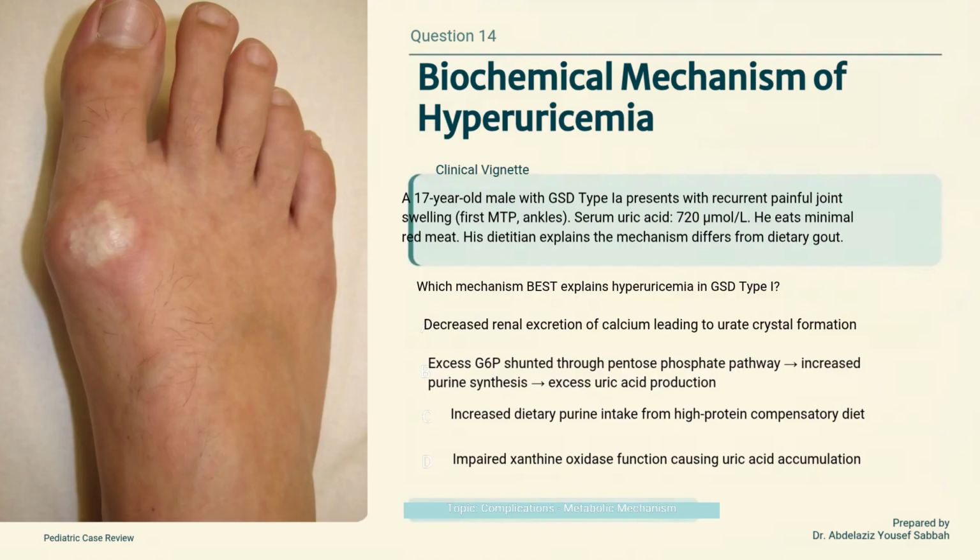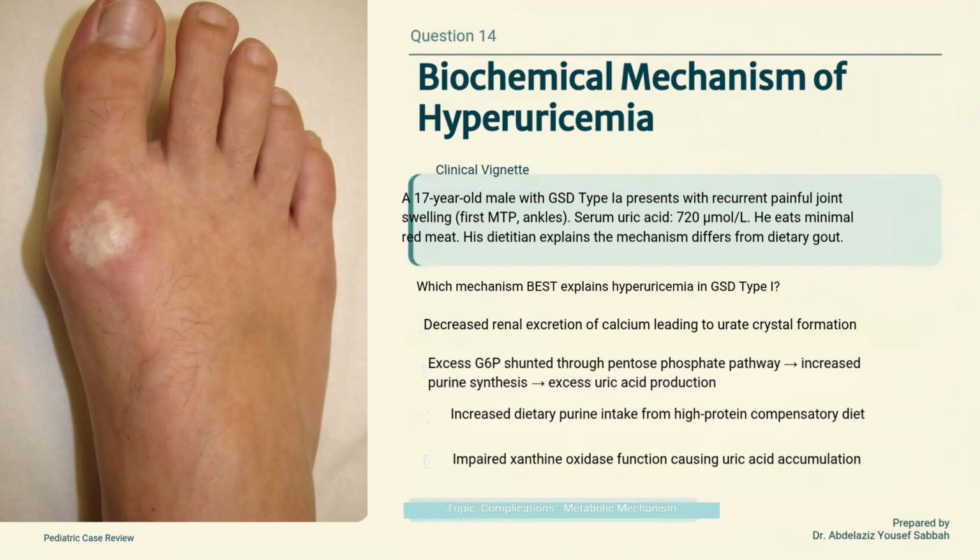Question 14. A 17-year-old male with glycogen storage disease type 1A presents with recurrent painful joint swelling, affecting the first metatarsophalangeal joint and the ankles. Serum uric acid is 720 micromoles per liter. He eats minimal red meat, and his dietitian explains that the mechanism differs from ordinary dietary gout. Which mechanism best explains the hyperuricemia in glycogen storage disease type 1?